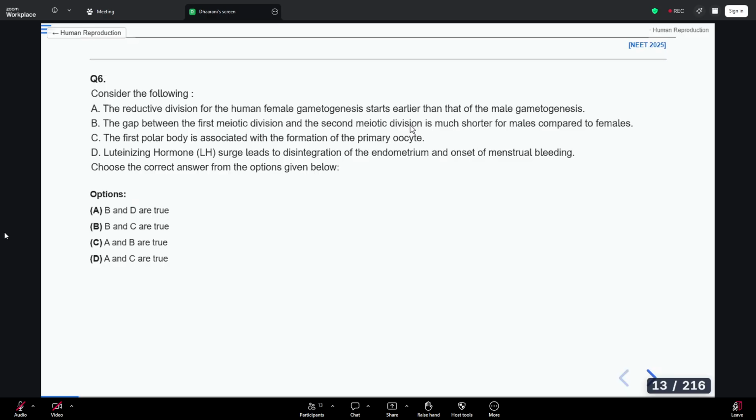Can anyone give the reason why you are citing option C? The reason behind the answer: why is it option C or why is it option A? Option C: reduction division of the human female gametogenesis starts earlier than that of the male. B: the gap between the first meiotic division and second meiotic division is much shorter for males compared to females. Option A, it is B and D. D: luteinizing hormone surge leads to disintegration. Can anyone explain why it is option C or why it is option A?